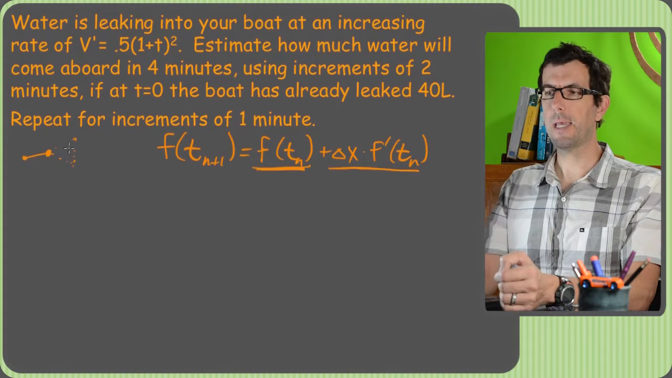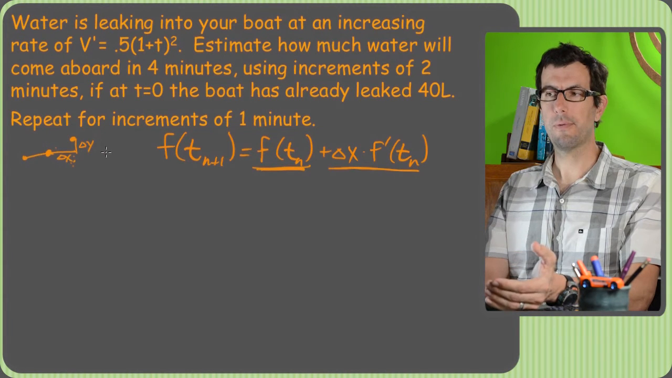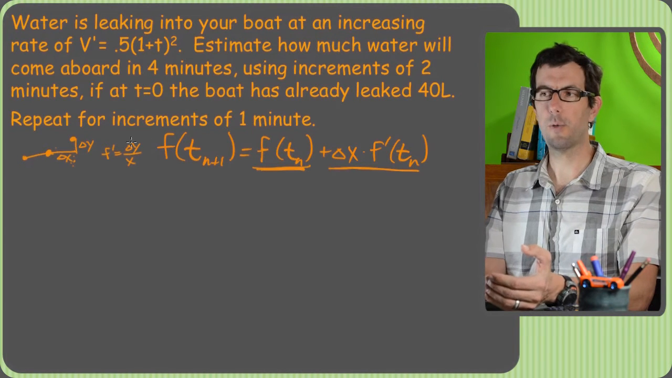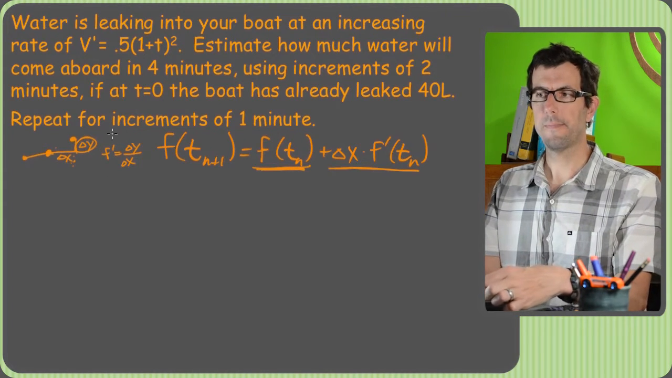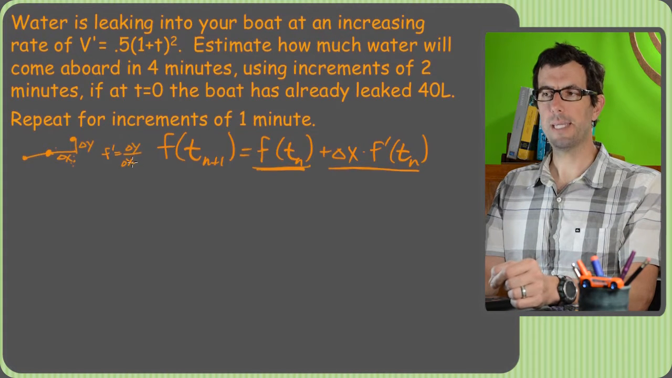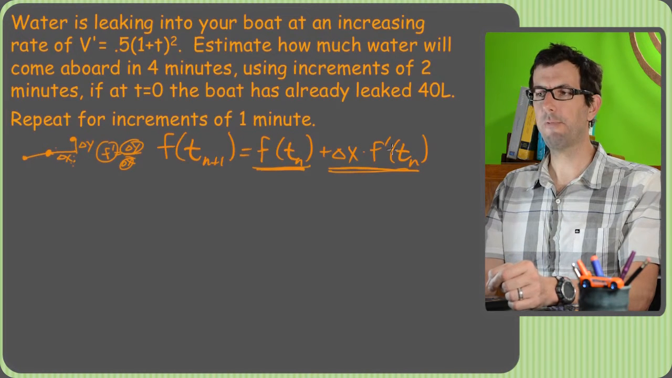So basically what we're saying is, my next point, I'm going to go a delta x, and that's going to result in a rise or a fall of delta y. And what's the slope? f prime equals delta y over delta x, right? That's how you calculate slope. So if you want to know what delta y is, you solve this little equation for delta y. You multiply both sides by delta x, and you get that delta y equals f prime times delta x. That's what this term is. It's delta x times f prime.